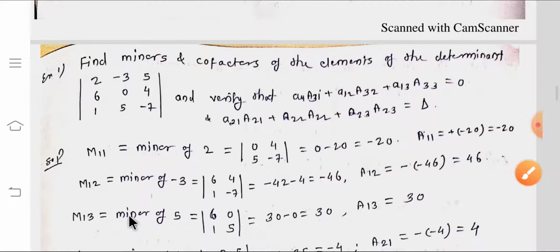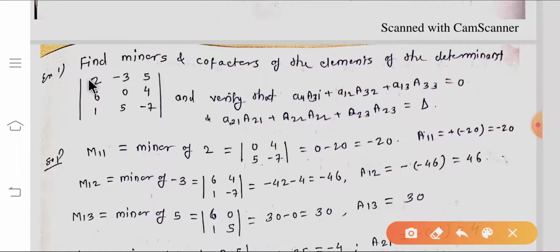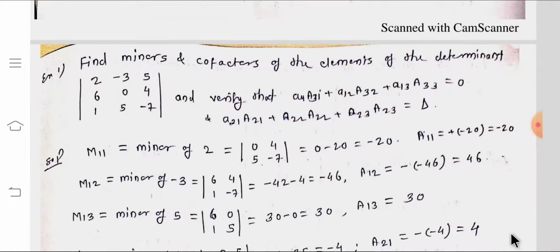Next M13, the minor of 5, neglecting the first row and third column. The remaining determinant is 6 0 1 5. That equals 6 times 5 is 30, minus 0 is 30. The first row third column sign is positive. Always remember, the sign of A13 cofactor is positive, so A13 is 30.